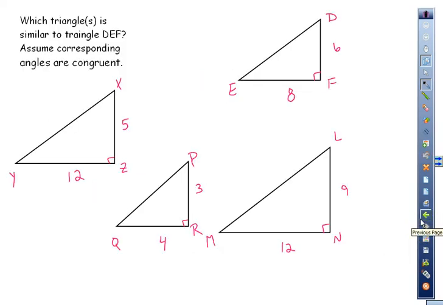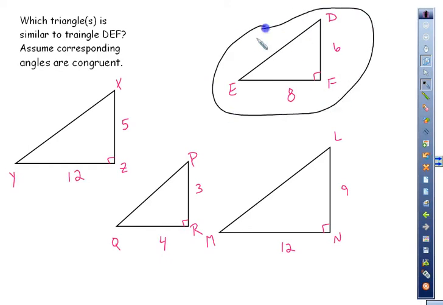For this, it says which triangle is similar to triangle DEF. Assume corresponding angles are congruent. So I'm going to let you hit pause, and you are trying to find, this is the one that you're starting with. That's what you're comparing it to. Triangle number 1, number 2, or number 3. Which one of those, meaning it could be all 3, it could be 1, it could be 2, or all 3 of them being similar. So go ahead and hit pause and you can do that.